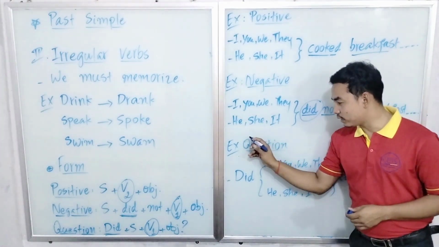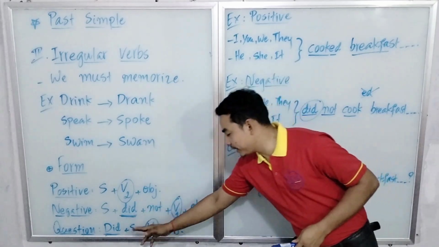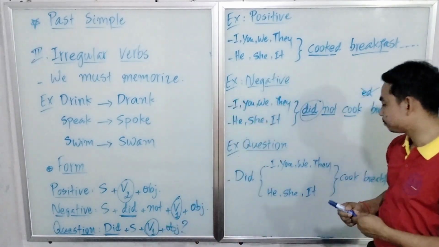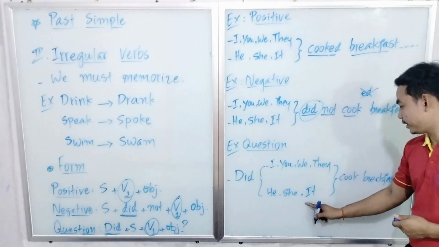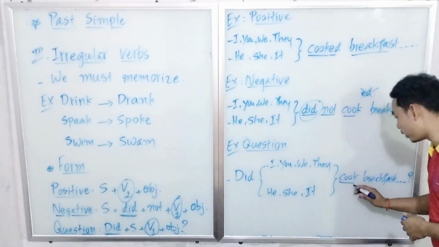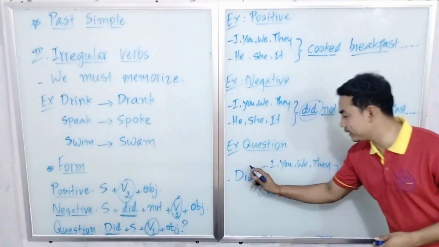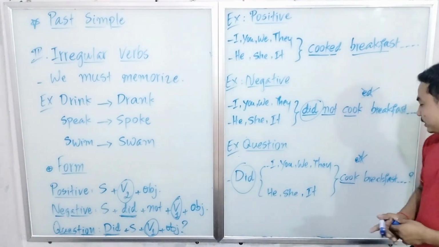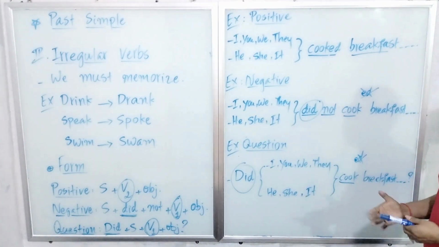Alright. Take a look at another one, which is about question. Look at the form here: did, subject. Did he cook breakfast yesterday? Alright. So here also verb 1. It cannot add -ed. Why? Because did is already done for it. So it is an easy way to remember.